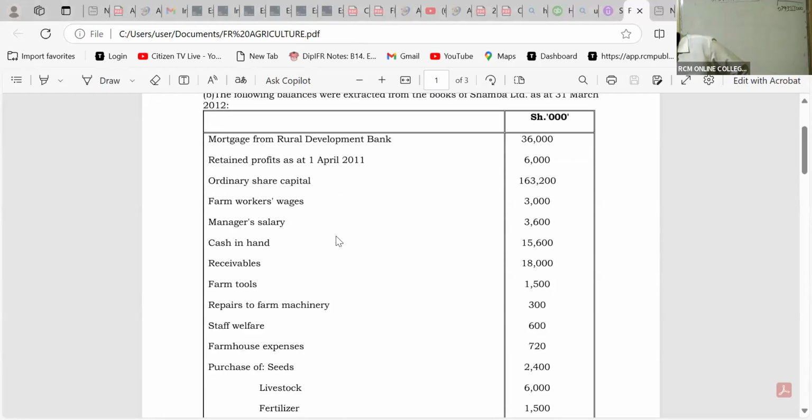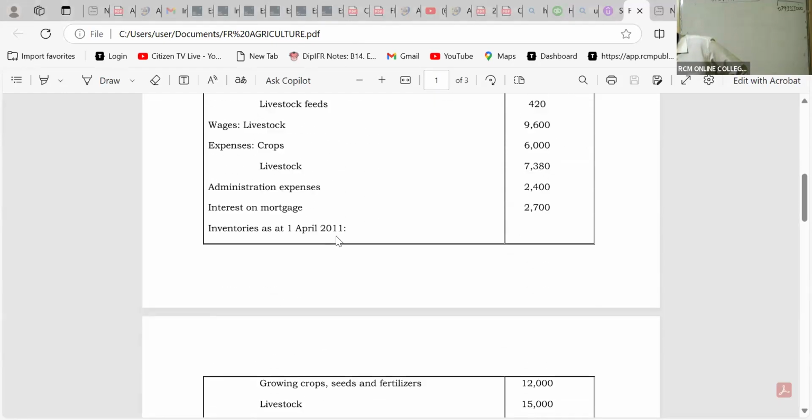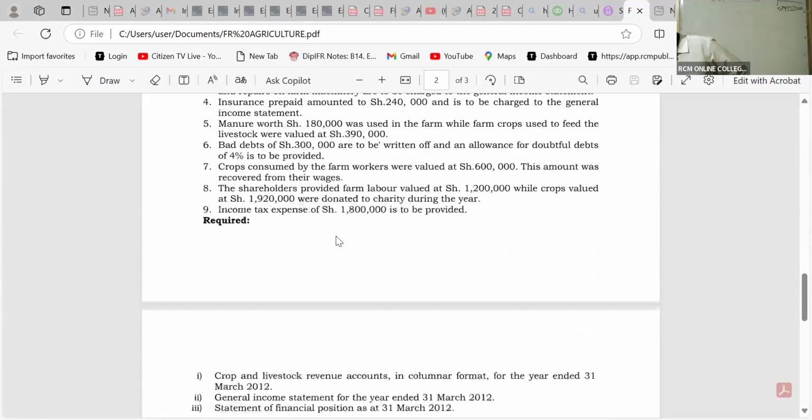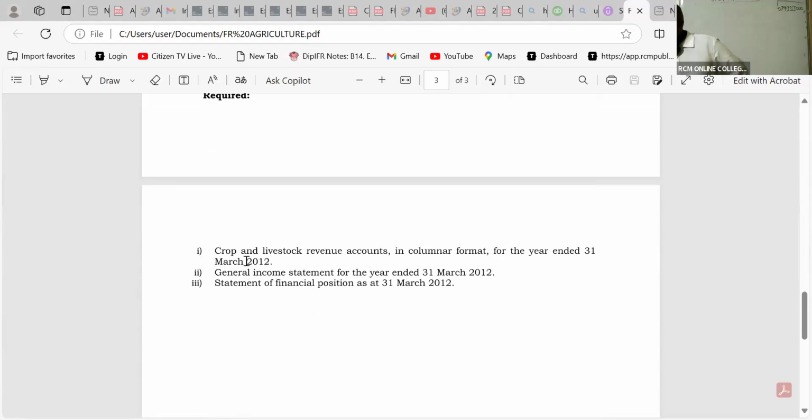I can see things happening there. Very many things. They have given me a trial balance, and I can see additional information. We are required to do a crop and livestock revenue account in columnar format for the year ended 31st March 2012. So this is an examiner who is wishing me success.